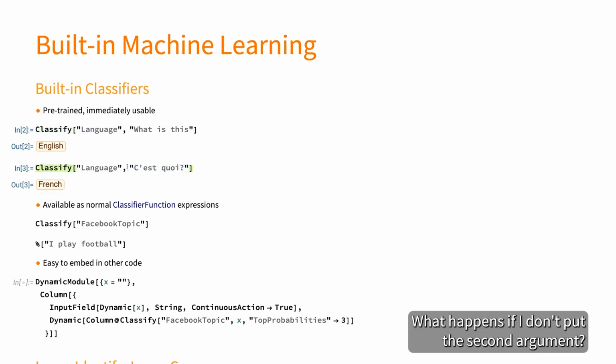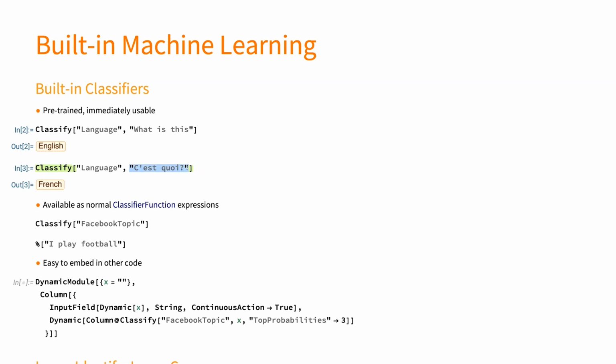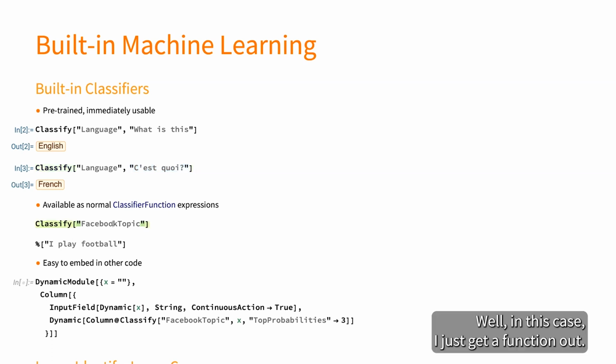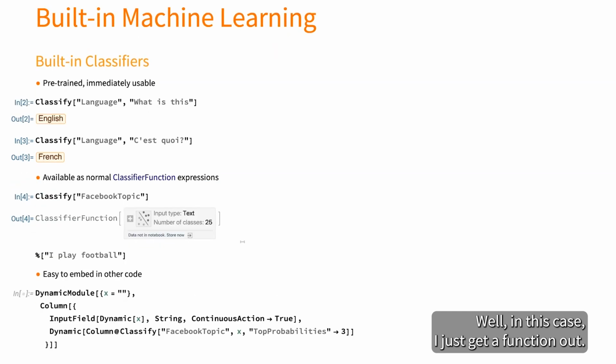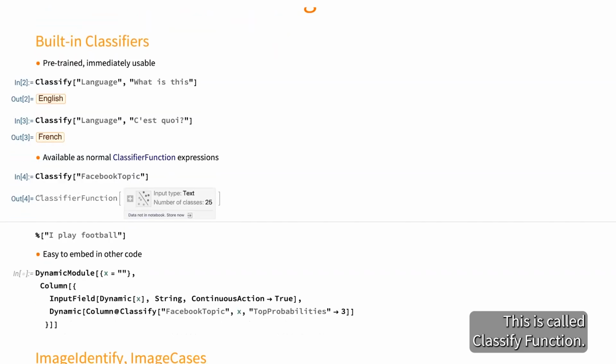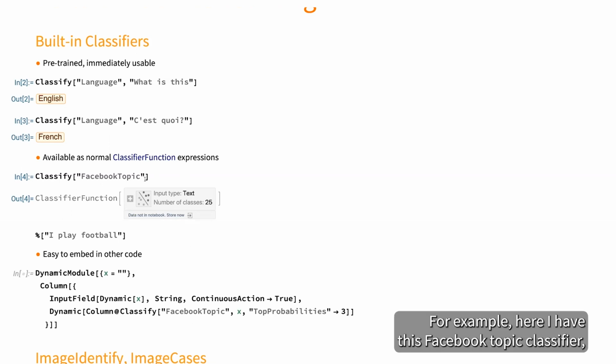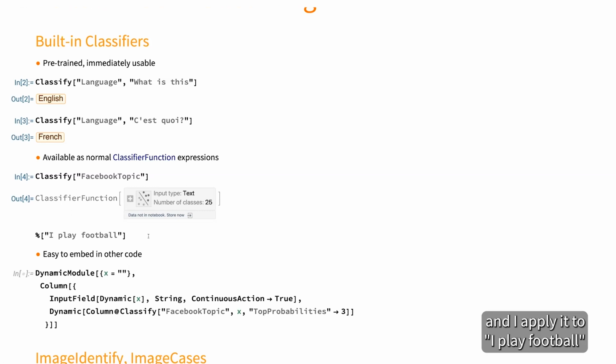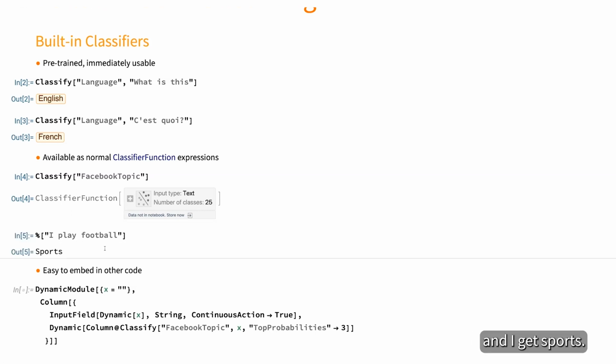What happens if I don't put the second argument? Well, in this case, I just get a function out. This is called a classifier function, and the advantage is that I can apply it multiple times to different inputs. For example, here I have this Facebook topic classifier, which was trained on a bunch of posts on Facebook, and I apply it to "I play football", and I get sports.